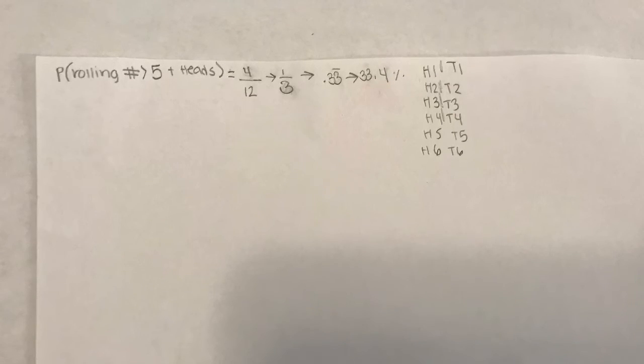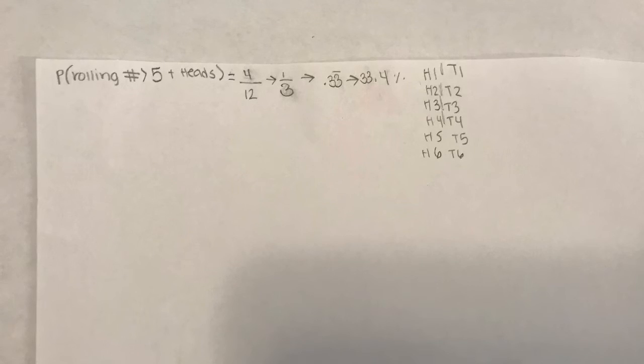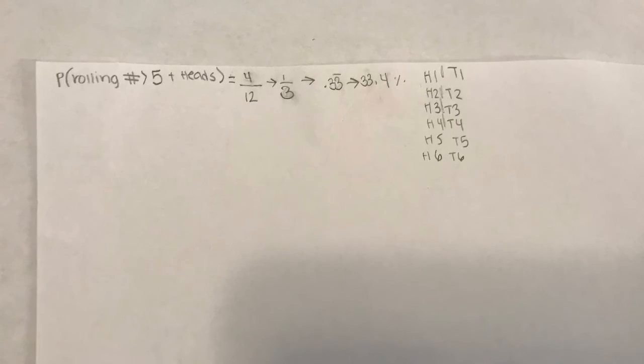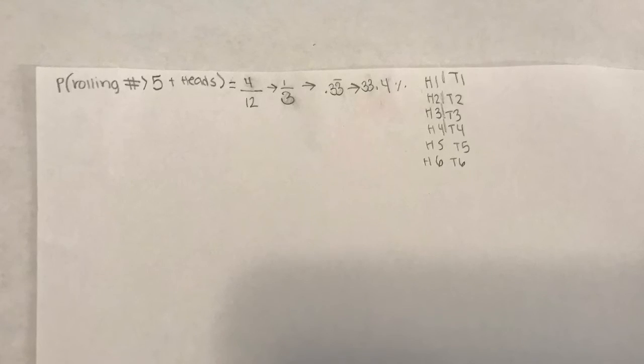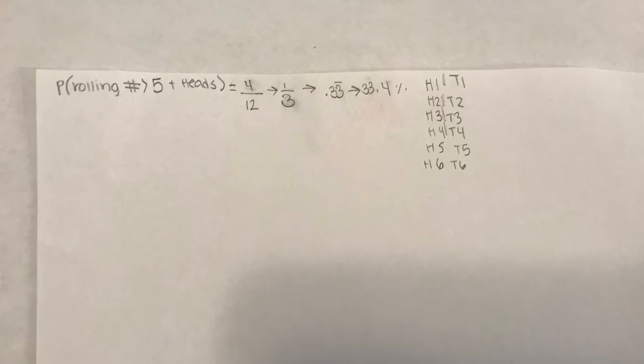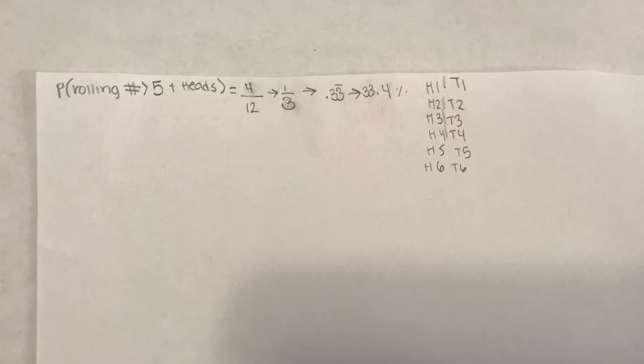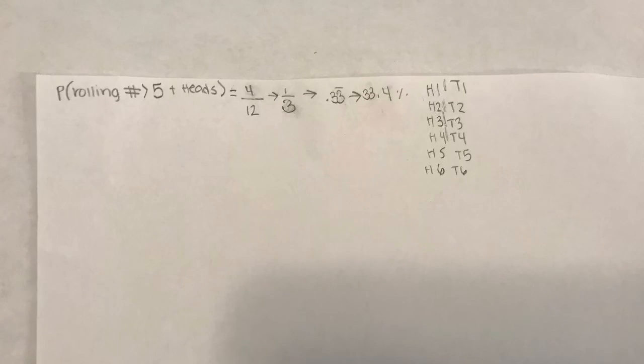So, like I said, the probability of rolling a number less than 5 and landing on heads would equal 4 out of 12, because altogether there are 12 outcomes and there's only 4 numbers less than 5. So, 4 of 12 simplifies to 1/3, which then simplifies to 33.4%.